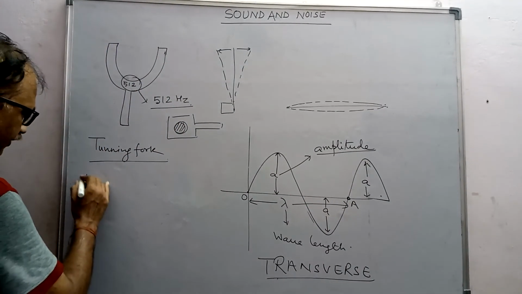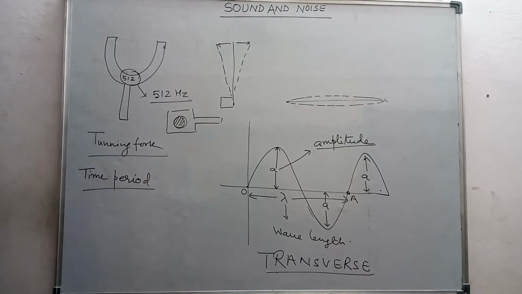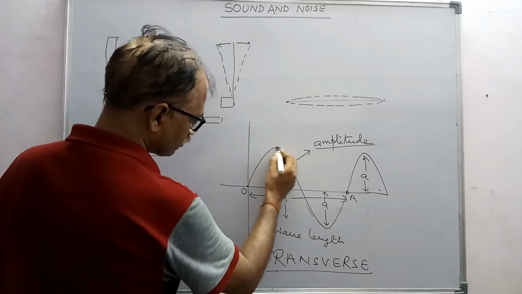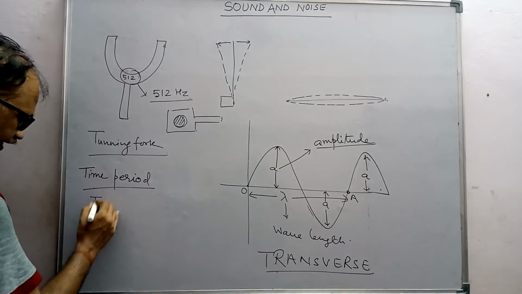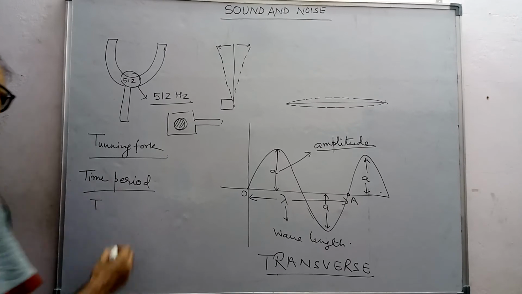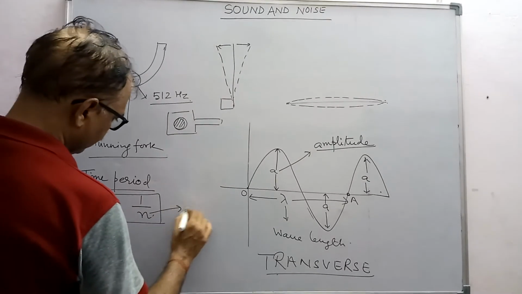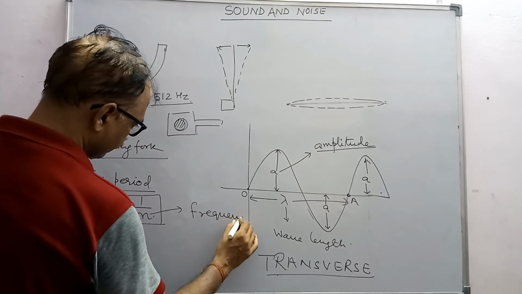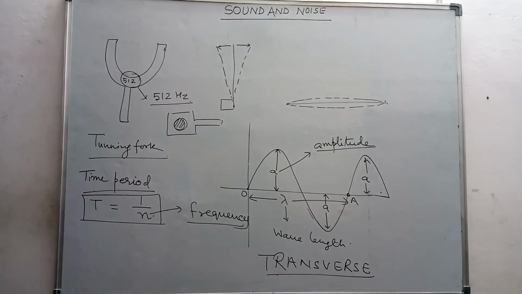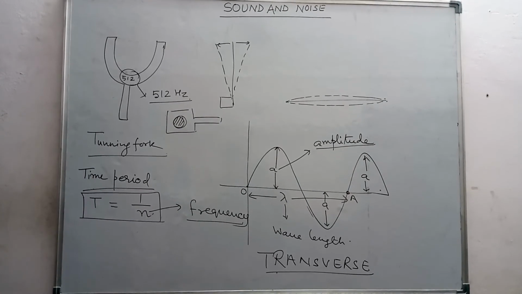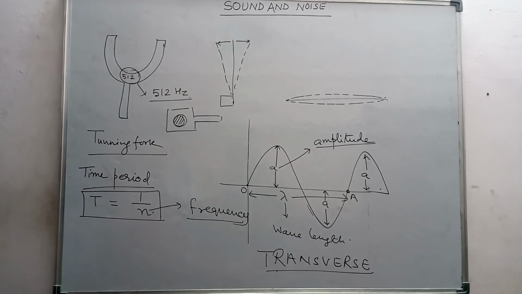Then we have time period. Time period means the time taken by a wave to complete one oscillation. One above and one below is one oscillation. It is represented by T. Time period T is equal to 1 upon N, where N is called frequency. Frequency means the number of vibrations made by a wave in 1 second. So the relation between time period and frequency is T equals 1 upon N.